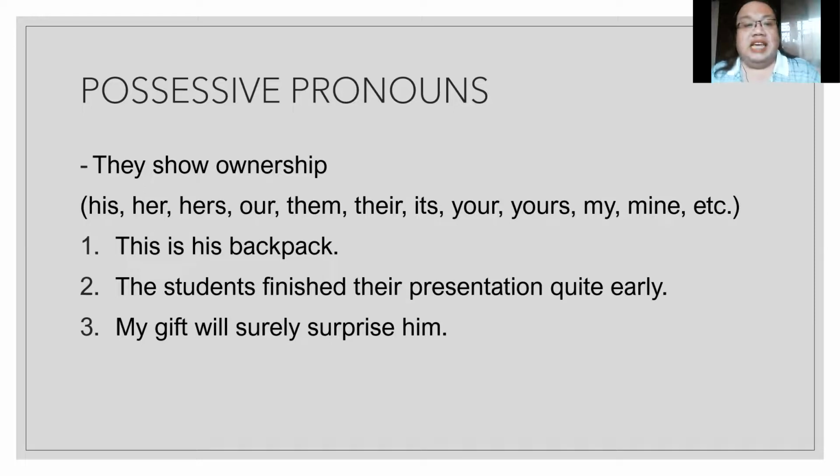Examples: this is his backpack. The backpack belonged to a certain male person. The students finished their presentation quite early. Of course, the presentation was made or was done by the students. And my gift will surely surprise him. So the gift is actually for a certain male person.